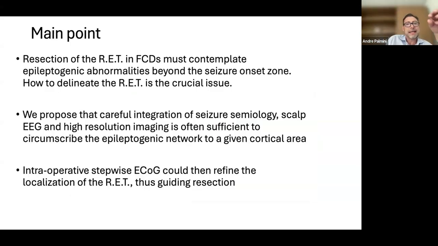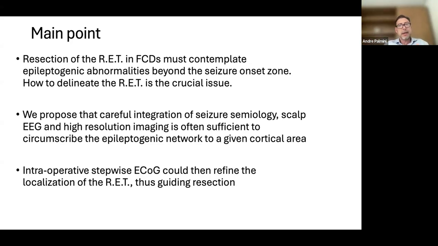So the main point is that in focal cortical dysplasias, the relevant epileptic tissue must contemplate, of course, epileptogenic abnormalities beyond the obvious area that you see on the MRI sometimes. And how to delineate this relevant epileptogenic tissue is the crucial issue, because as you saw, and many times we see this, and I'm sure all of you have seen, sometimes you have dysplastic neurons outside of the area of a visible lesion. So, of course, you have to explore this in one way or another.